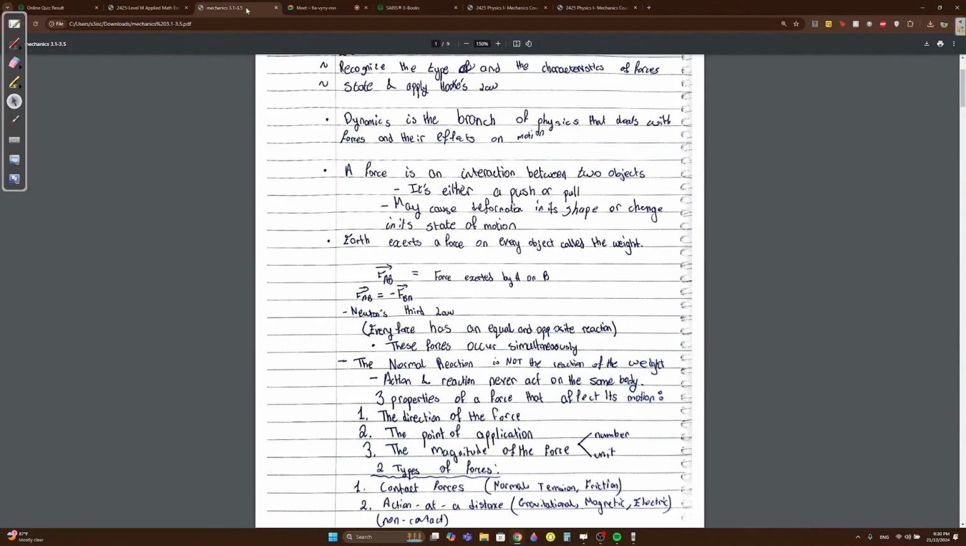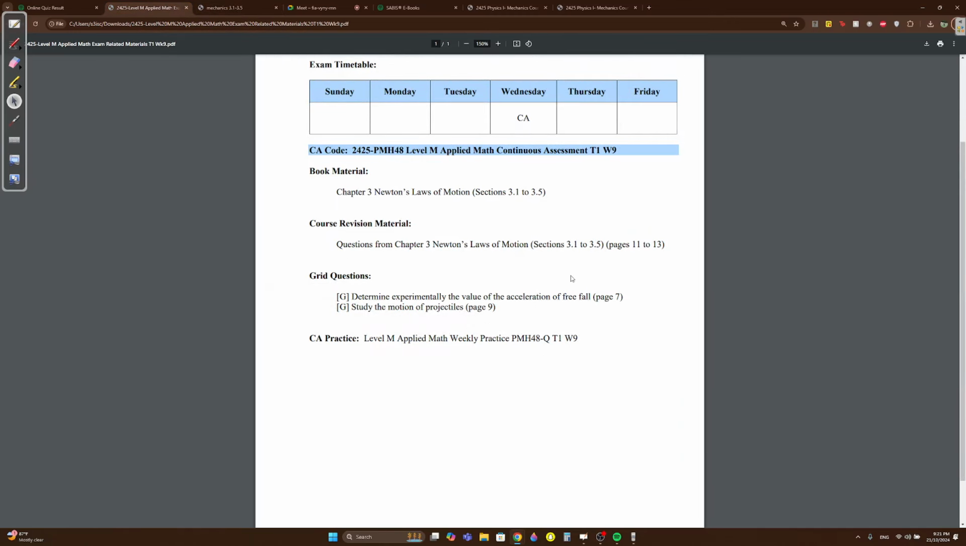Okay, this is mechanics. You have 3.1 to 3.5 as well as these two grids. Listen, people are still ignoring these two grid questions that are in the material. They were in the material last week and the week before and the week before that for both physics and mechanics, and they come copy paste as the course revision.